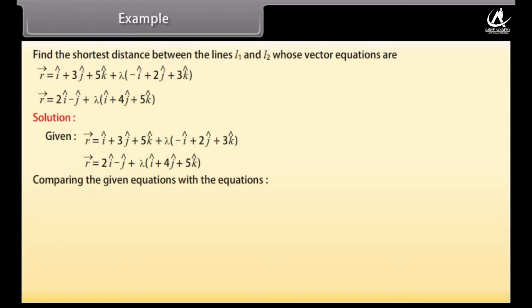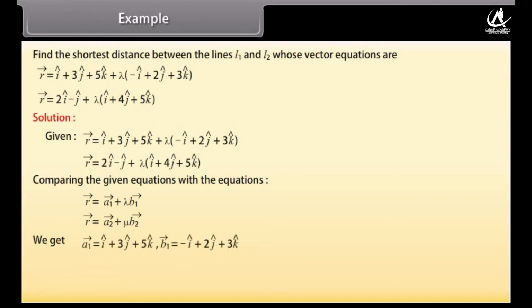Comparing the given equations with vector r equals vector a1 plus lambda vector b1 and vector r equals vector a2 plus mu vector b2, we get vector a1 equals i plus 3j plus 5k, vector b1 equals minus i plus 2j plus 3k, vector a2 equals 2i minus j, vector b2 equals i plus 4j plus 5k. Vector a2 minus vector a1 equals i minus 4j minus 5k.